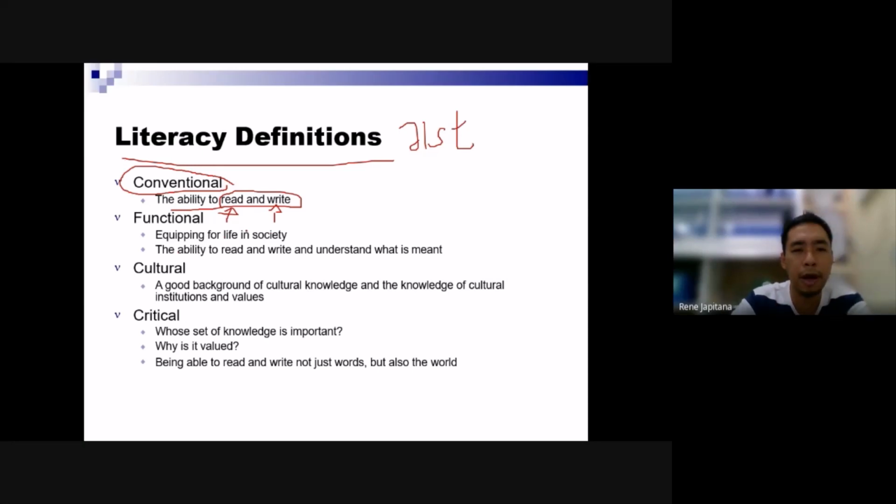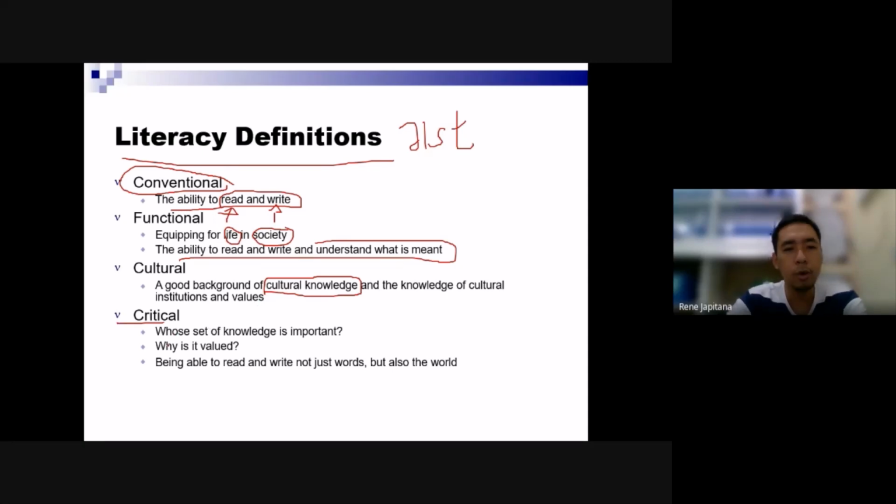Functional is one way literacy is defined: equipping for life and society. Correct, life and society. The ability to read, write, and understand what is meant. That is just functional literacy, simply understanding what is meant. Cultural means having a good background of cultural knowledge. So I am telling you that you need to be sensitive to different cultures.